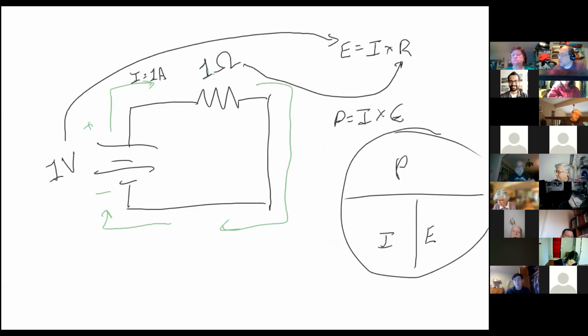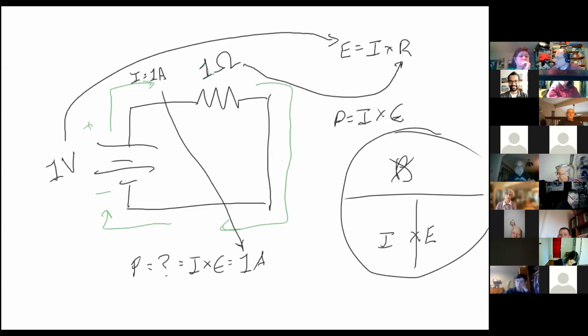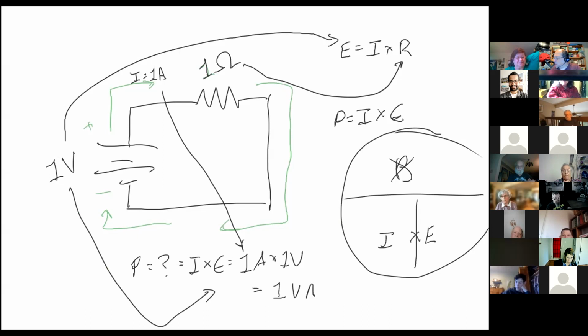And what don't we know here? We don't know our power. So we're going to cross that out. Now we have I times E is equal to 1 amp from right there, and our E is 1 volt, is equal to 1 volt times an amp. By definition, a volt times an amp is a watt if they're in phase. That is 1 watt of power.